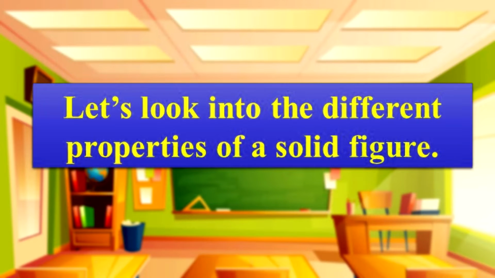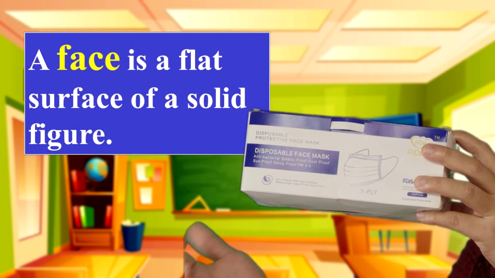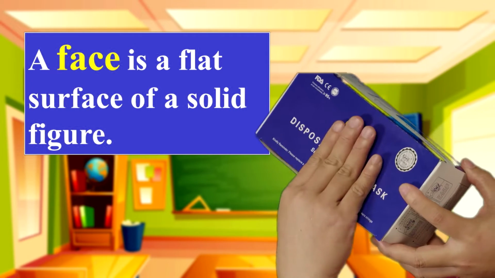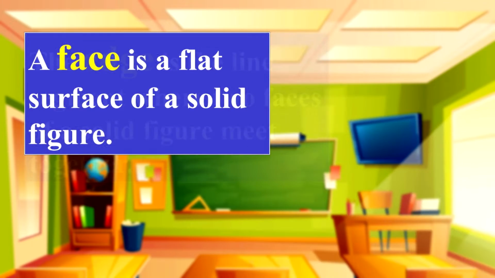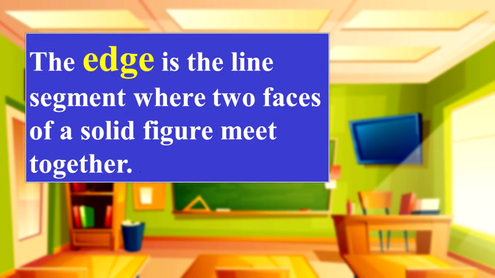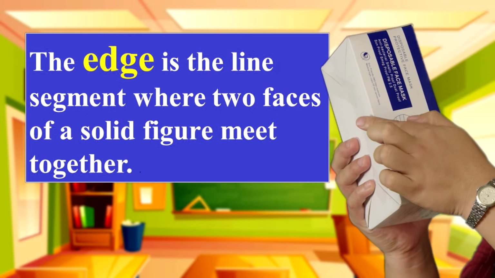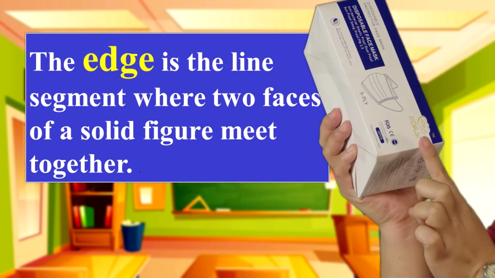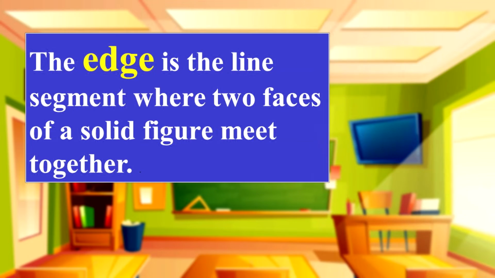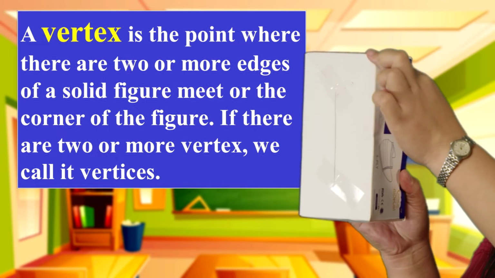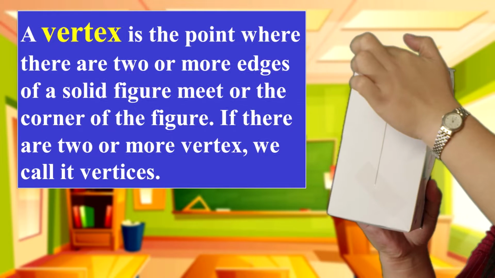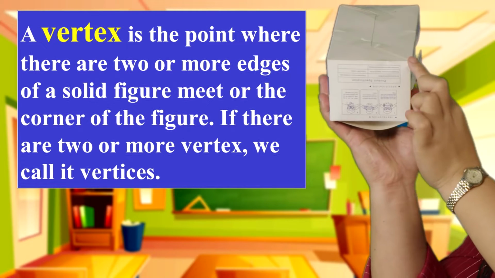Let's look into the different properties of a solid figure. A face is a flat surface of a solid figure. The edge is the line segment where two faces of a solid figure meet together. A vertex is the point where two or more edges of a solid figure meet, or the corner of the figure. If there are two or more vertex, we call it vertices.